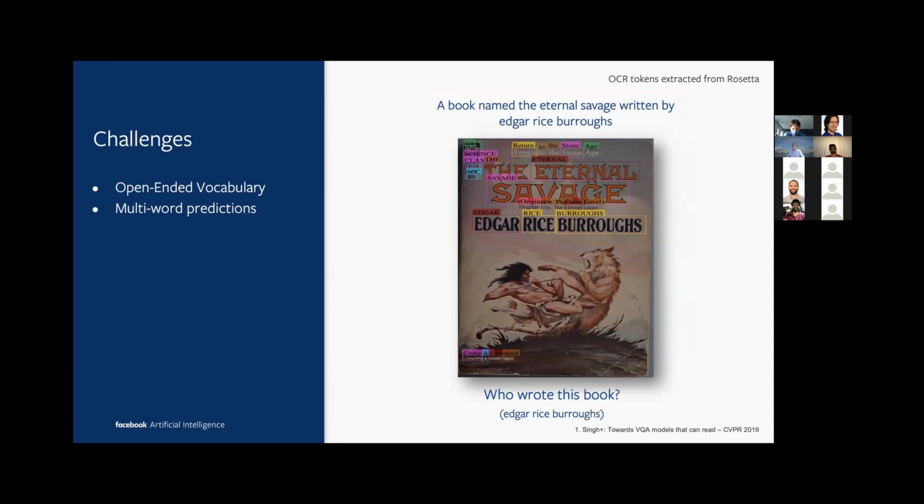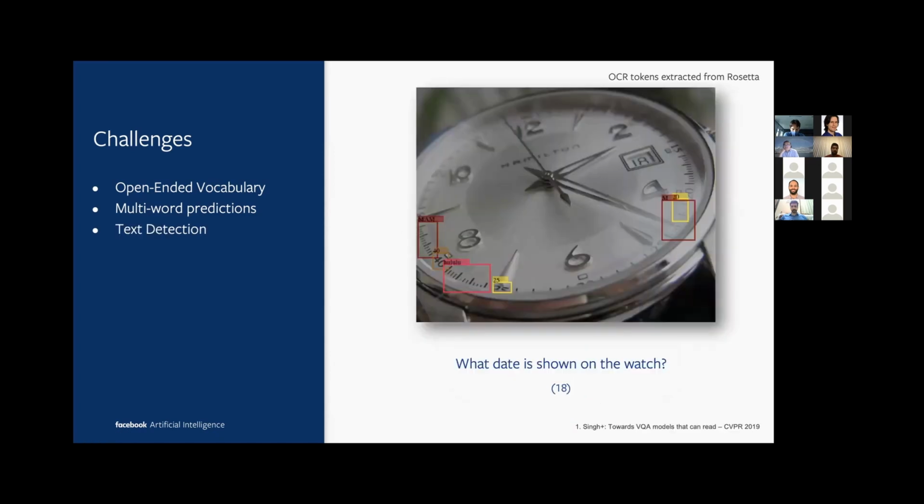Another aspect is that even if you solve the vocabulary problem, you have multi-word predictions, even for captioning, mixing them with the normal vocabulary, and predicting multiple words while understanding which OCR text goes with which. For example, in this particular example, if you have to answer who wrote this book, you have to figure out that these three words are together as an author's name. There's also another open problem here.